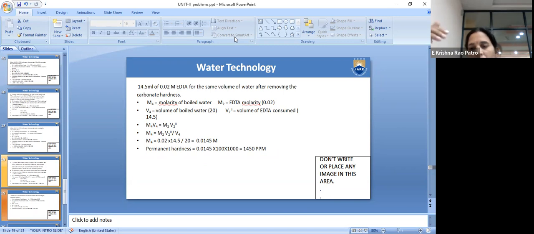Understood, ma? Then they will give you to find out molarity of EDTA. Volume of standard hard water they will give you, for example, 100 ml of standard hard water. They will give you volume of EDTA consumed. You can find out M2, no?